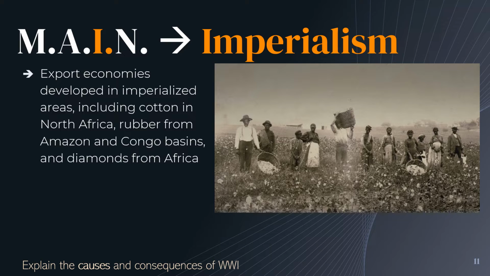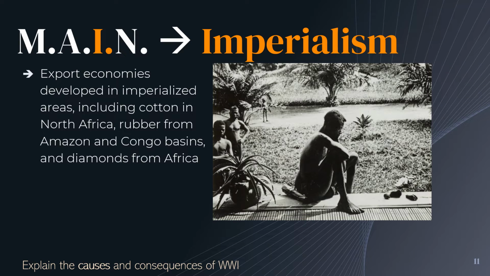Here we have export economies developing. This picture's cotton in North Africa. We've got rubber coming in from the Amazon and from Congo basins. This is from Congo Free State, where King Leopold of Belgium had the Belgian Congo and exploited and abused workers to get that rubber.